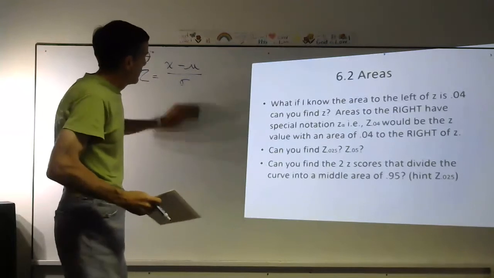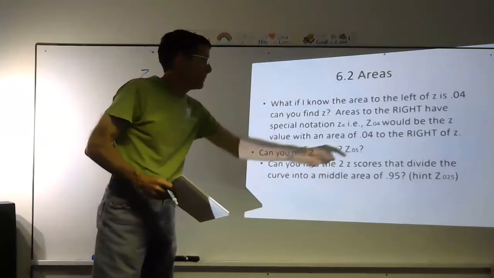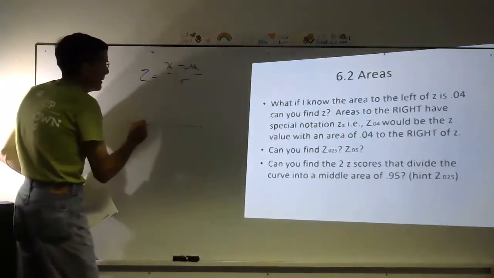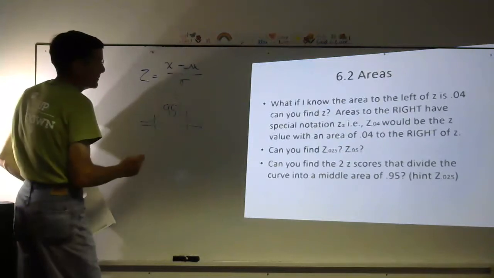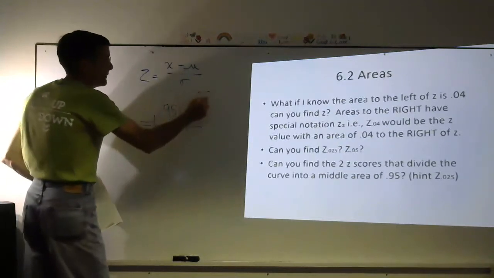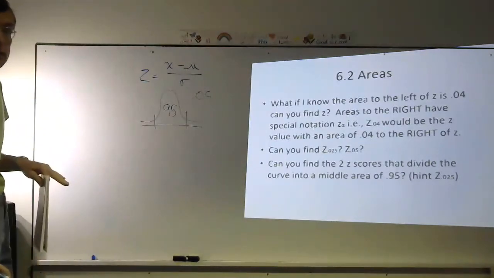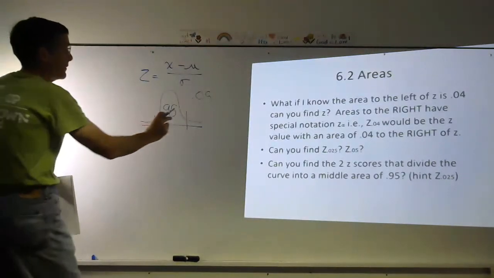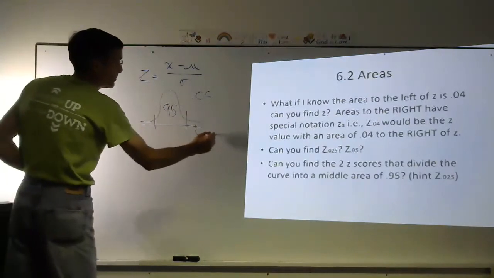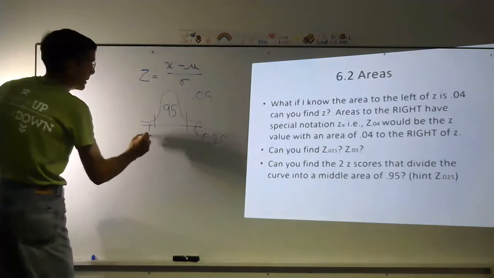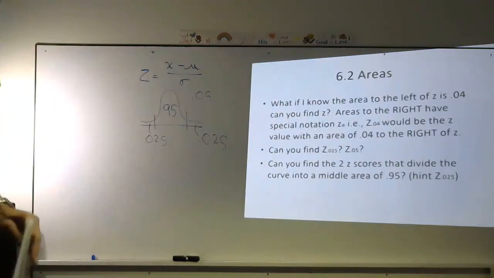Can you find the two z-values that divide the curve into a middle area of 0.95? If you know that this is 0.95, isn't there 0.05 left over for the two outer regions? So if it's 0.05, counting both of those, you have to cut it in half, and each one is 0.025.